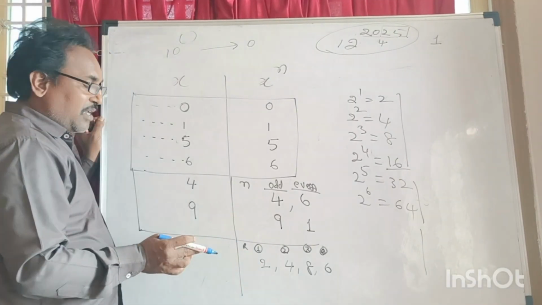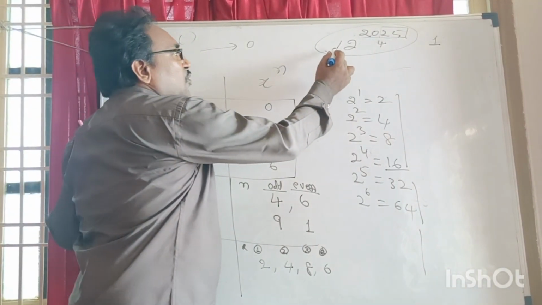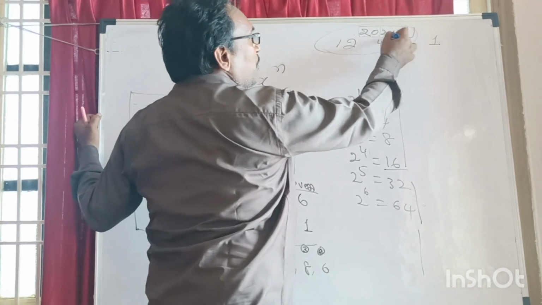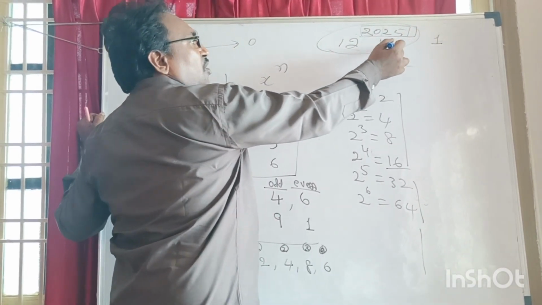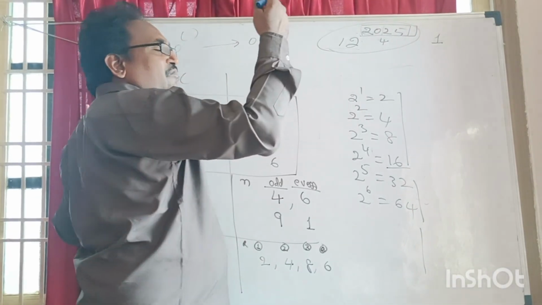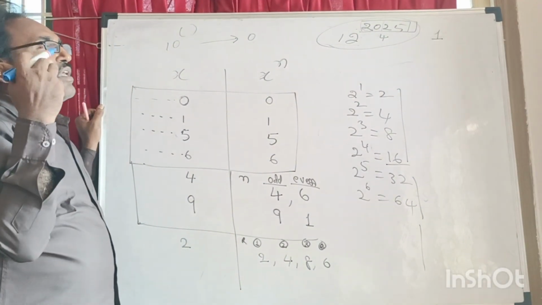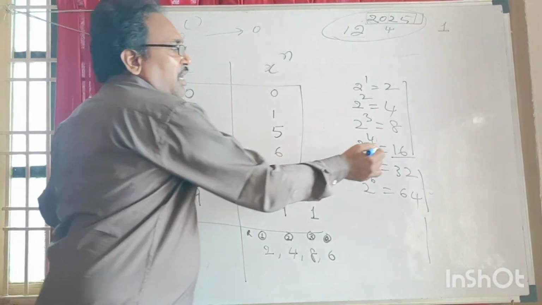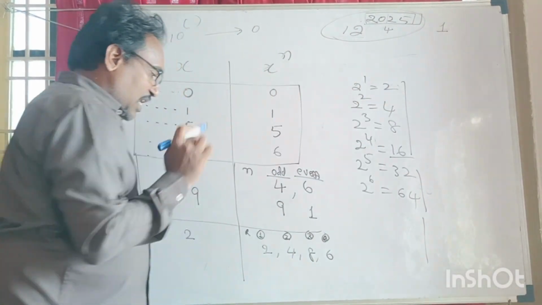Any number ending with 2 and given with a higher exponent, this exponent should be divided by 4. Whatever remainder you get, go according to that. If the remainder is 1, you remember 2 to the power 1. Remainder 2, 2 square. Remainder 3, 2 cube. Remainder 0, 2 to the power 4. Look at the digits.